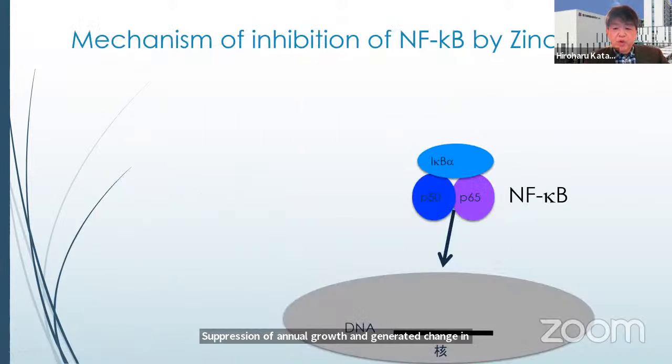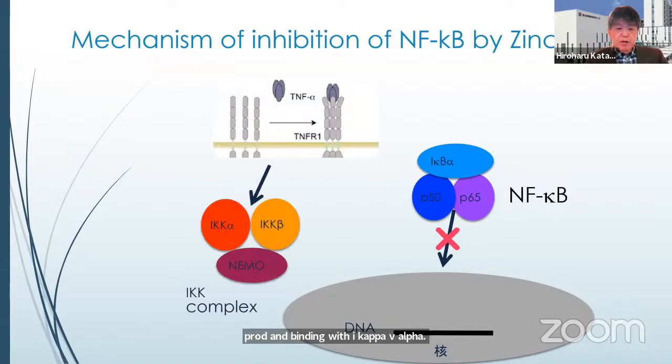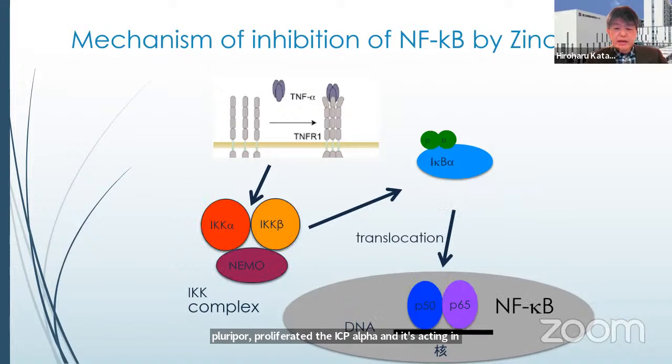As I mentioned before, NF-κB exists in the cytoplasm binding with I-κB alpha. I-κB alpha prevents NF-κB from moving to the nucleus. Once inflammatory stimuli are added to the cell, the IKK complex phosphorylates I-κB alpha, resulting in the release of NF-κB, and NF-κB can move to the nucleus.